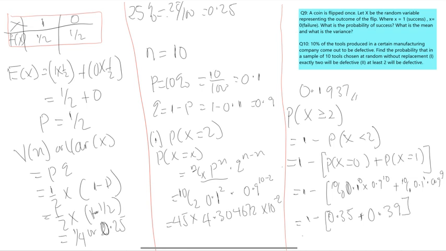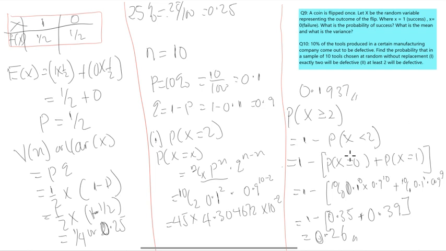0.39. So now this is going to be equal to, I'm just going to do this with the calculator because we don't have enough space, 1 minus 0.35 minus 0.39, and then we get 0.26. So this is the probability that at least 2 will be defective. So very, very simple stuff. You just need to understand where the question is coming from.